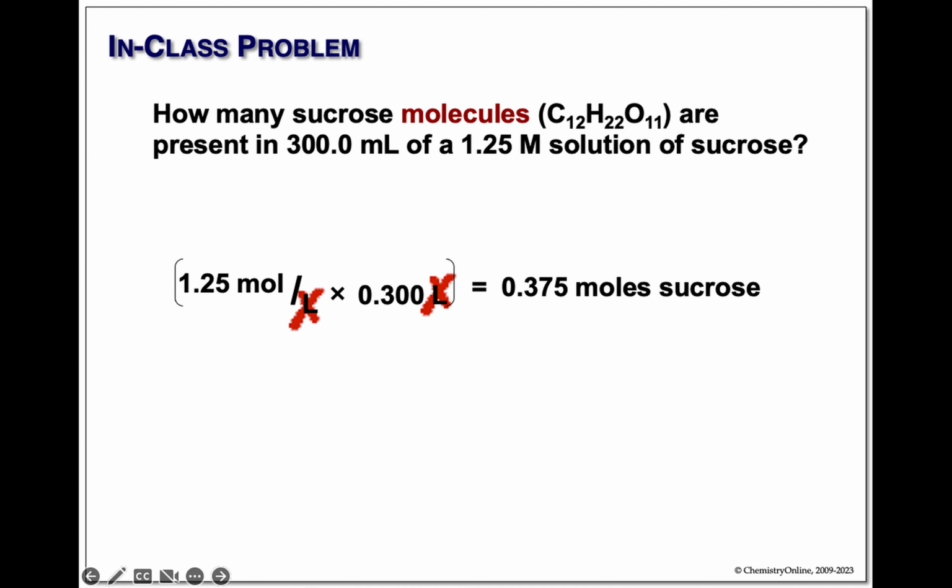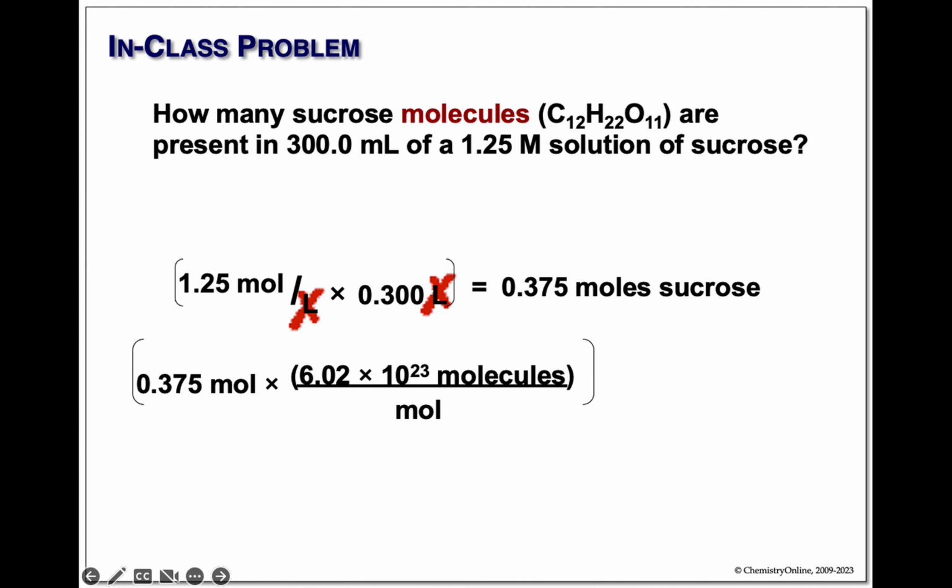We know that 1 mole is 6 times 10 to the 23rd molecules. So we'll take moles, multiply it by Avogadro's number, moles cancel, multiply these two guys out, 2 times 10 to the 23rd sucrose molecules. Any questions?